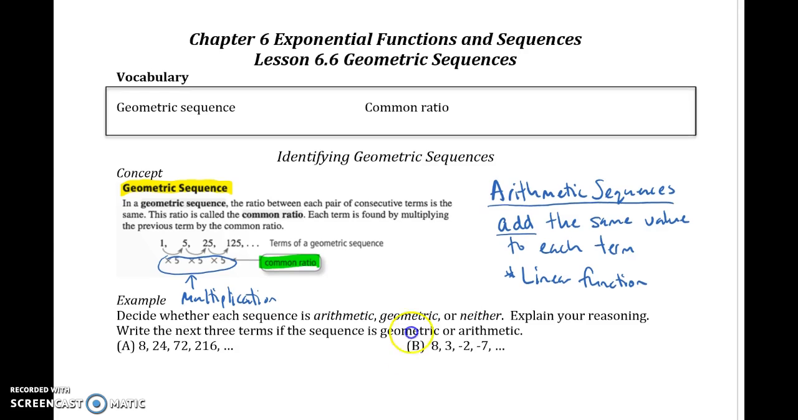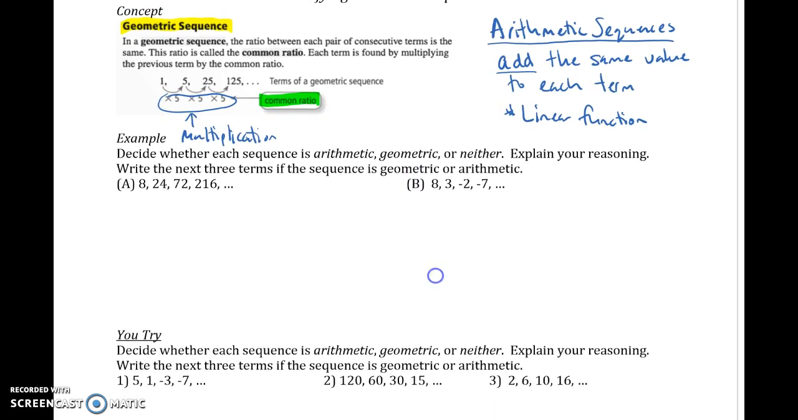Okay, so if we take a look at the first example, you want to tell the difference between geometric, arithmetic, or also what if there's no relationship at all, and that would be neither. And you want to be able to explain your work. So if you take a look at example A, what's happening between 8 and 24? Well, you might say, okay, well, 8 plus 16 is 24. Is 24 plus 16 72? Well, no, because 24 plus 16 gives me 40.